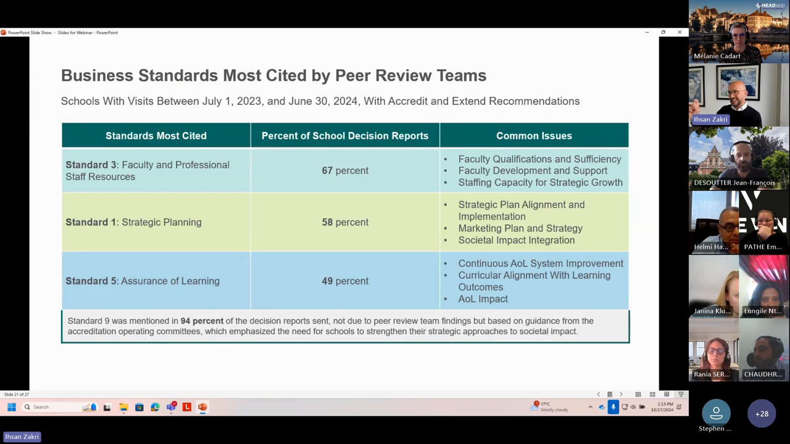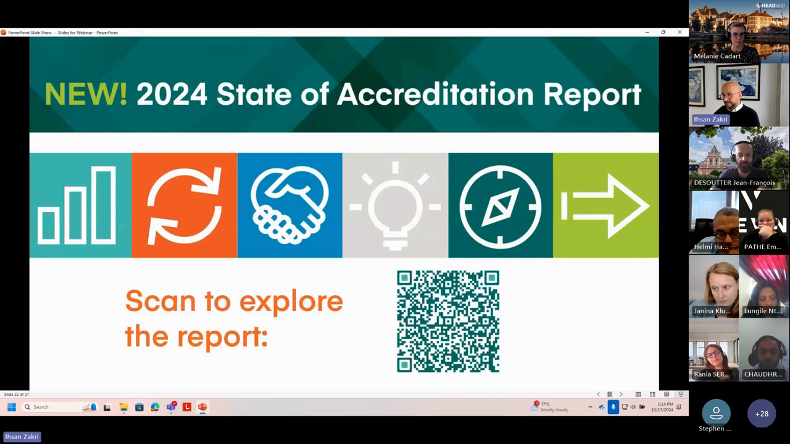So as you can see, the common issues, which I also like, we don't just say standard 3. These are the issues: faculty qualifications and sufficiency, faculty deployment and support, staffing capacity for strategic growth. So it's not only faculty, but also professional staff as well. Standard 1 comes second, and then standard 5. And we highlight standard 9. Why is it a high percentage? Because we are communicating that with the schools. It's not that there are errors. We are communicating that to schools to be aware of the importance of standard 9 for the upcoming years.